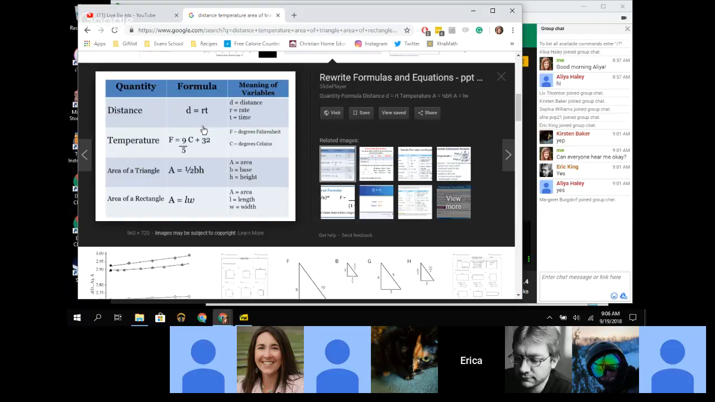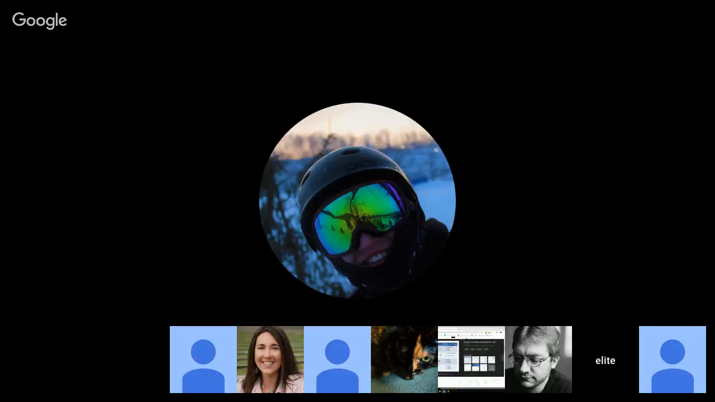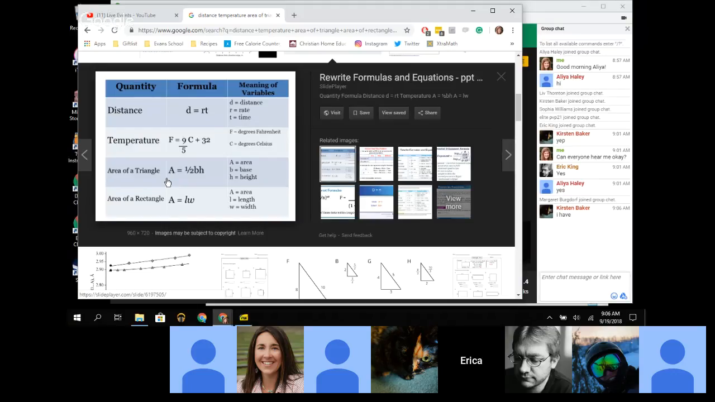Who's used these before? Like who's converted Celsius to Fahrenheit or Fahrenheit to Celsius? You've done it? I have. You have? Is it lots of fun? It's not too bad, right? It's just plug in the variable and find it, right?